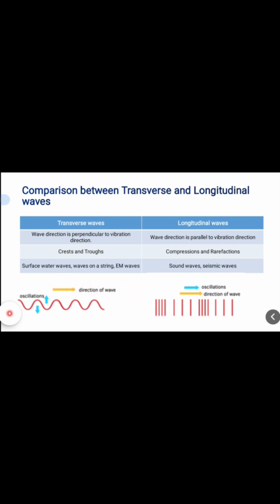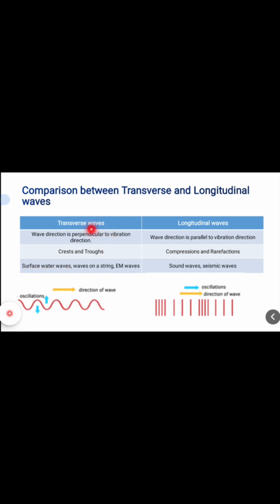So these type of waves is what we call the transverse waves. The wave direction is perpendicular to the vibration direction. The vibration direction is up and down, while the direction of movement will be left to right, or right to left, doesn't matter. Anyways, they will be perpendicular to each other. And in this transverse wave, we have the crest and trough. The upper portion is what we call the crest, the other portion is what we call the trough.